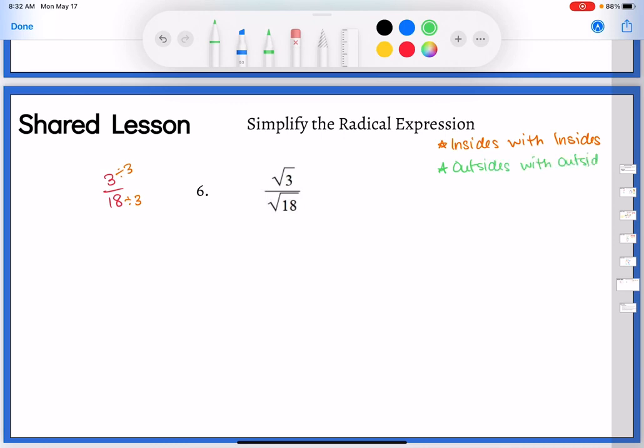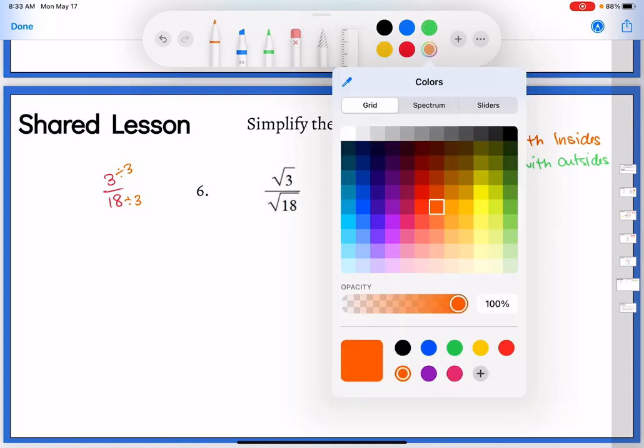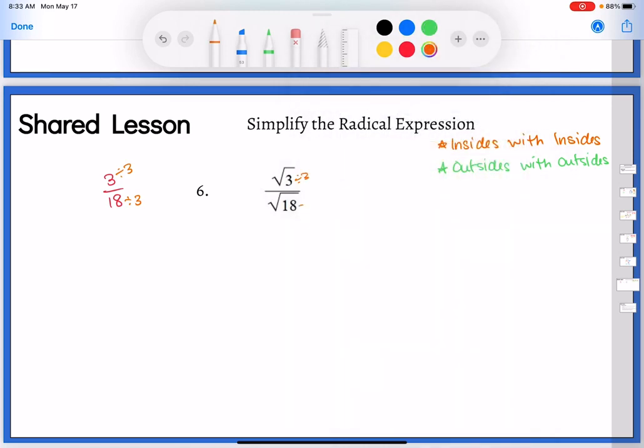So since I don't have anything outside here, I'm just looking at the insides, but I can still do the same thing. I can say divide by 3 on both of them. Just remember, insides with insides, it stays inside, right? So this will become the square root of 1 over the square root of 6.